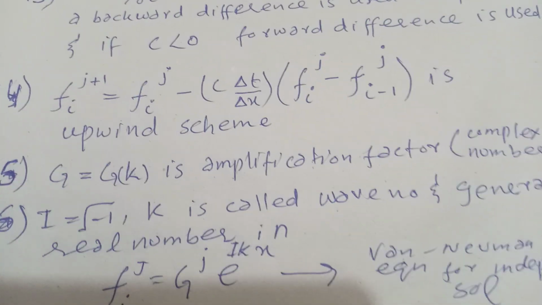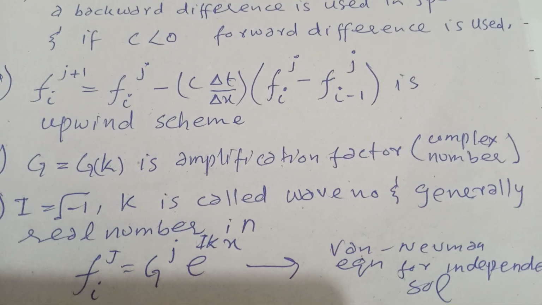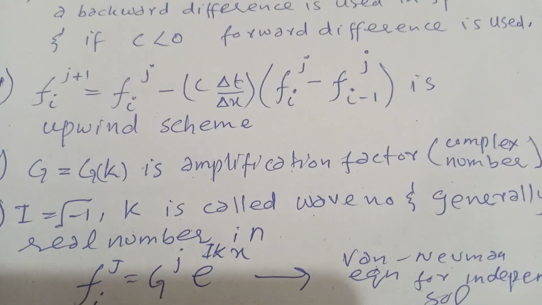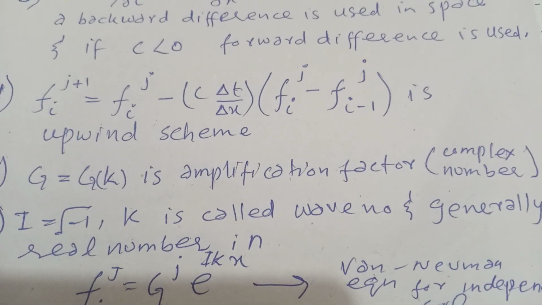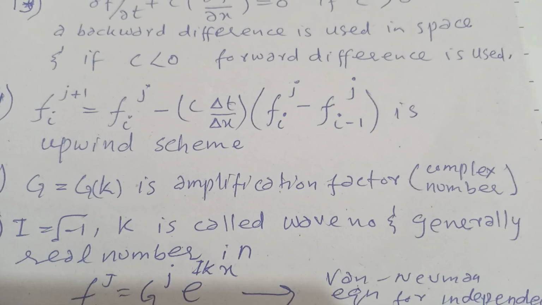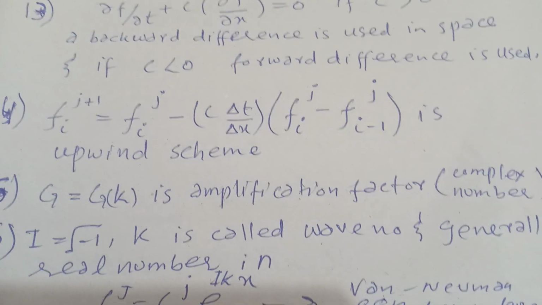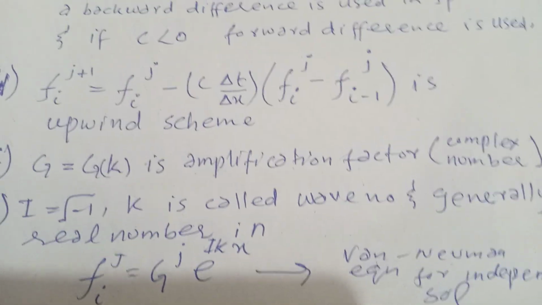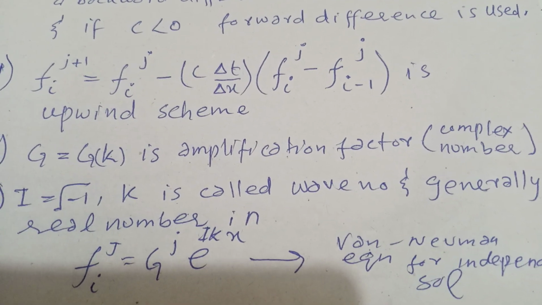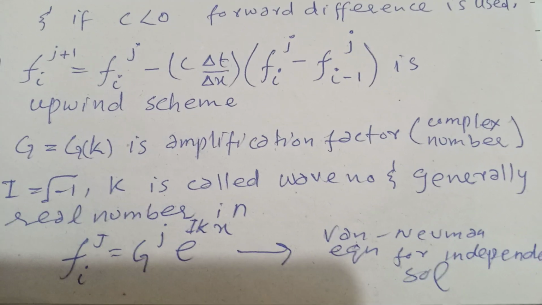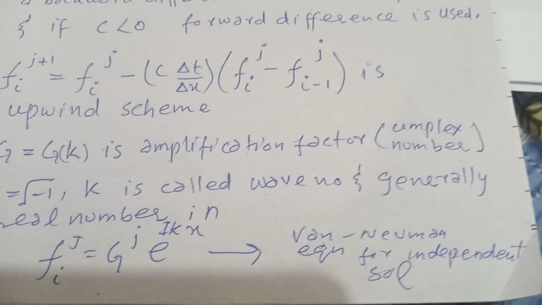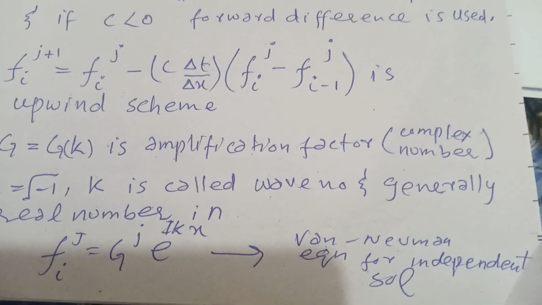The number next is, G is equal to G(k). It is called the amplification factor and it is always a complex number. In the same way, i is equal to square root of minus 1, the imaginary number, and k is called the wave number and is generally a real number. We are talking about both i and k in the equation f(i, j) equal to G to the power j e to the power i k x, and we call it the Von Neumann equation for an independent solution.